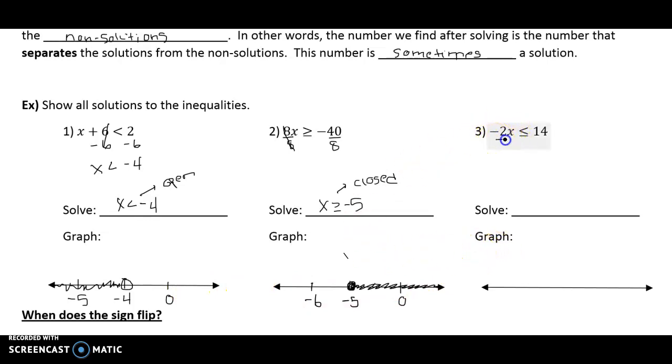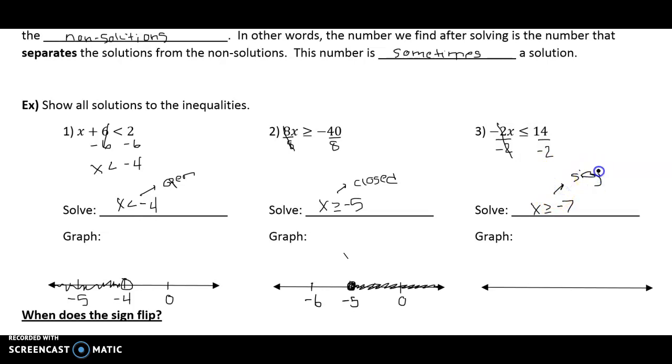And then our last one. I would have to divide by -2. Don't try to add, because it's being multiplied by x. So divide by -2 over here. Now watch carefully what happens. x is now greater than or equal to -7. Okay, what happened?